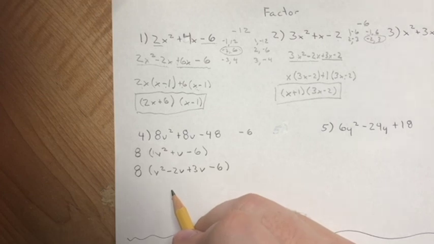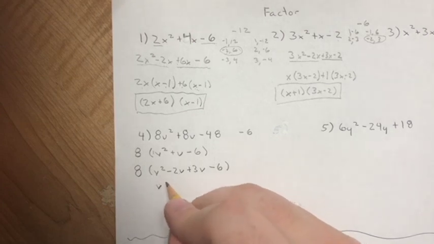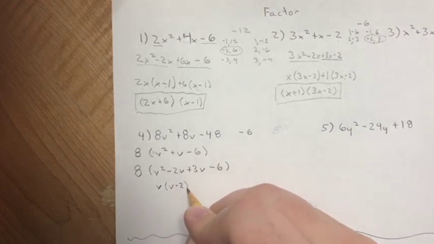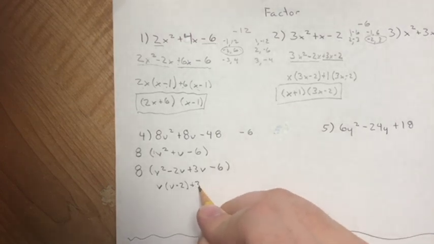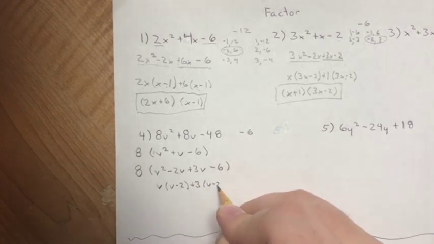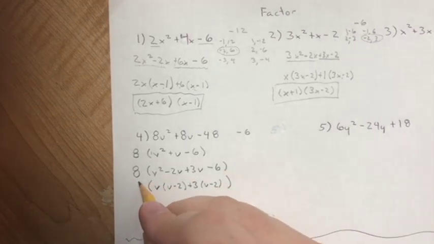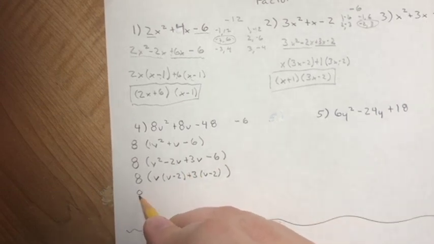Now I continue to follow my pattern. I'm going to see, is there something I can factor out of my first two terms? Yes, there is. I can factor out a v. What does that leave me? It leaves me with a v minus 2. What can I factor out of my second two terms? I can factor out a plus 3, which leaves me a v minus 2. And all of that's still in parentheses, okay? And my 8 never went away. So let's bring that 8 back down. And let's continue along with it.